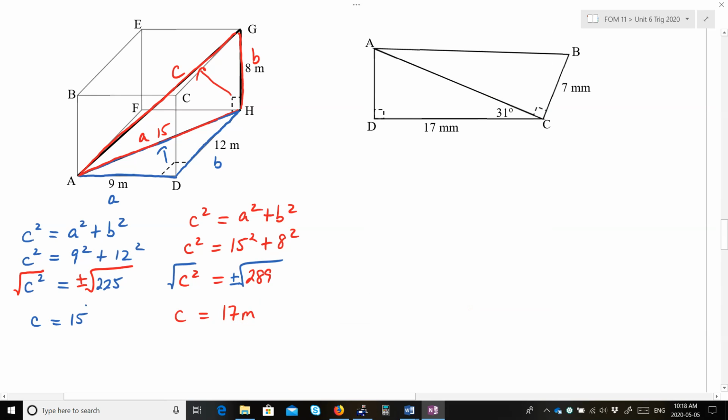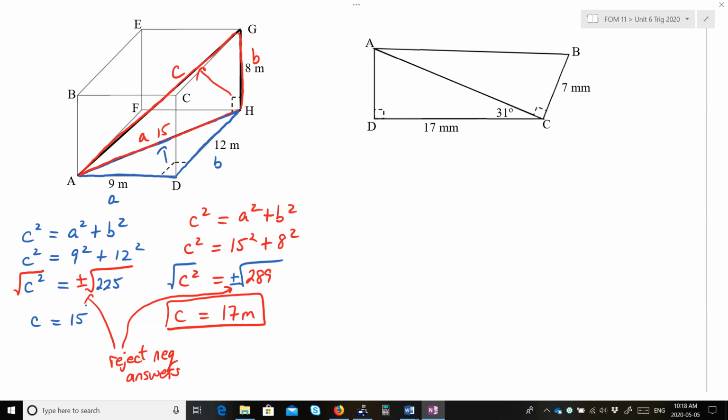And that's going to be in meters. And that's the answer we want. And I'm just going to put a little note about rejecting negative answers. Okay, and that is how you do letter C. The answer key says that 2C is 17 meters, so we are right on.